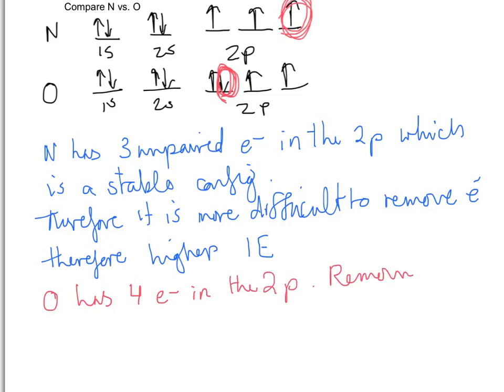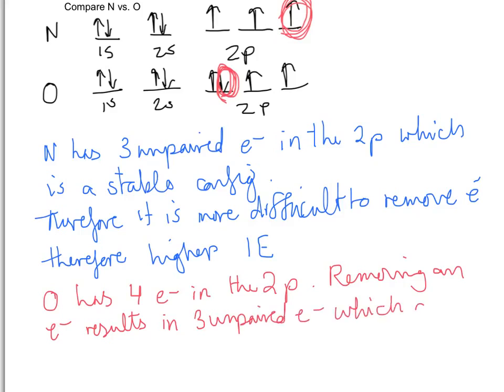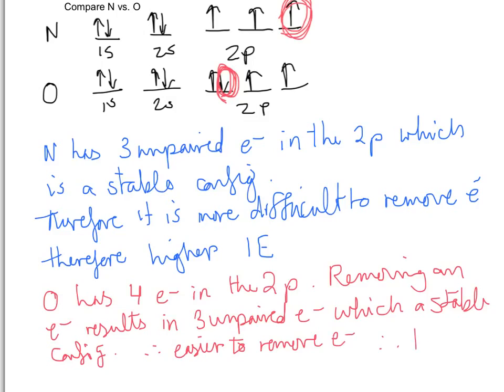Removing an electron results in 3 unpaired electrons, which is a stable configuration. So therefore, easier to remove the electron, so therefore less ionization energy.